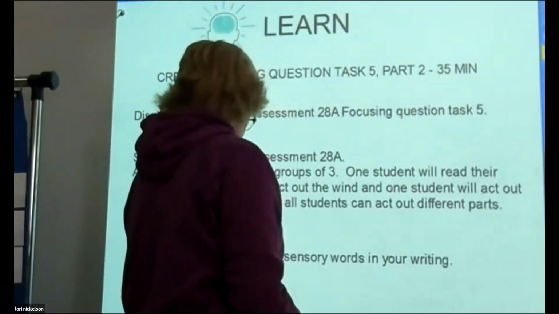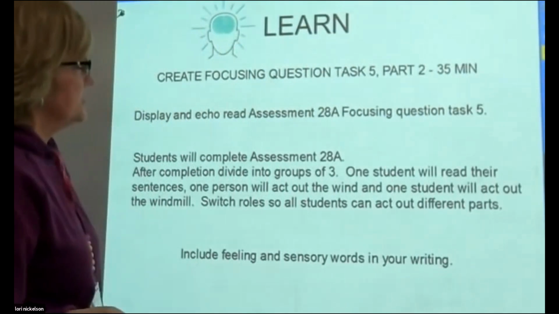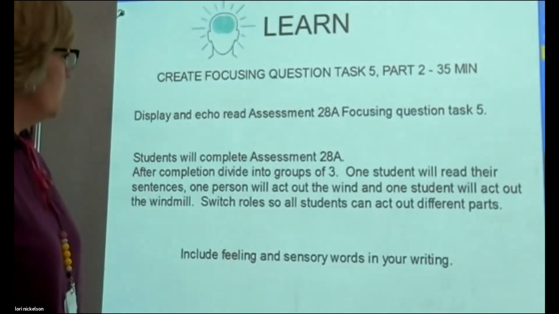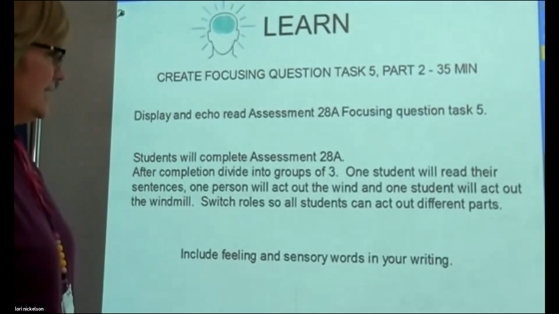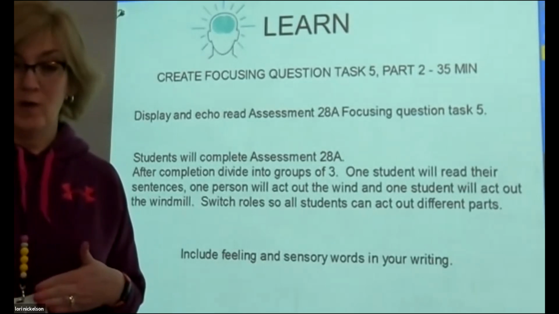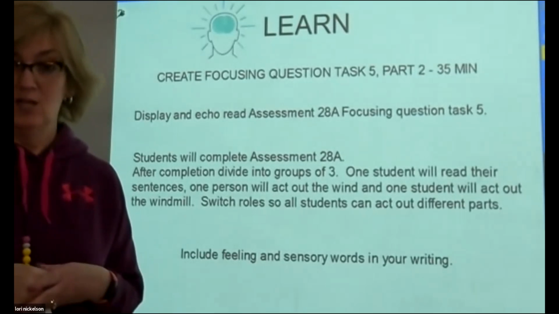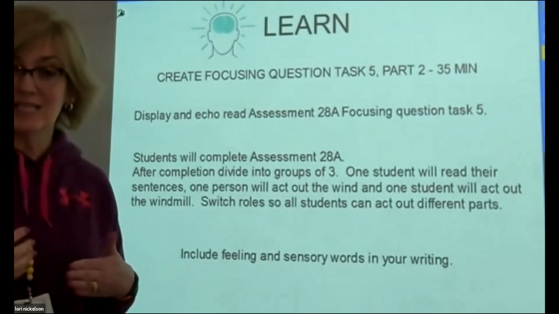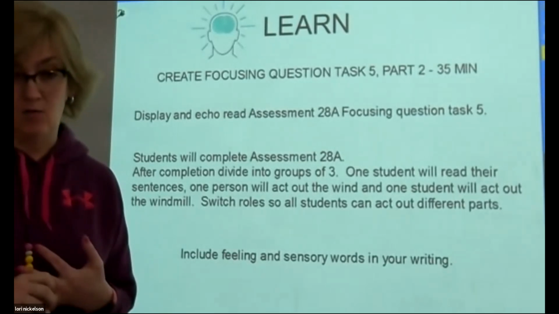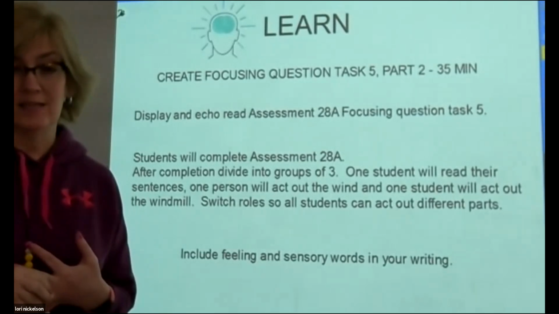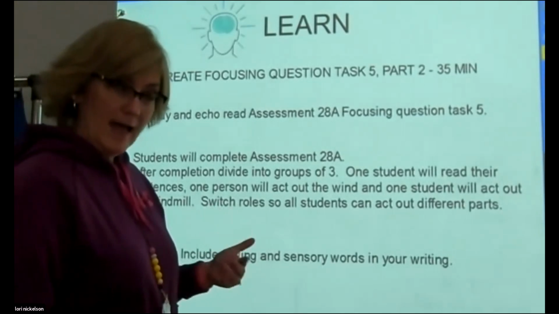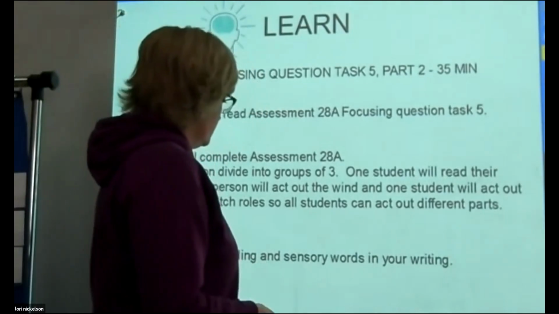All right, it says create focus question task 5 part 2. Now, on this, we are not going to complete this because we have already done this. We did it in yesterday's lesson. So we're actually going to skip this because on today's part 2, it's just acting it out. All right, we're just acting it out. So we are not going to do that because I wouldn't get to see you all act it out.